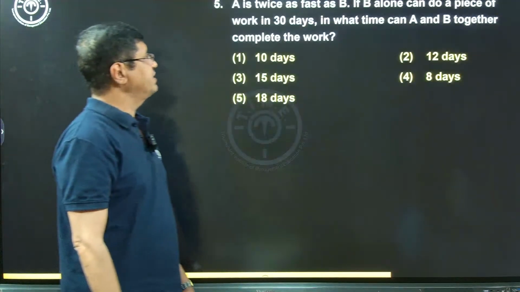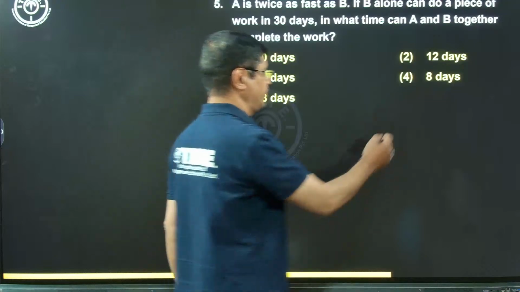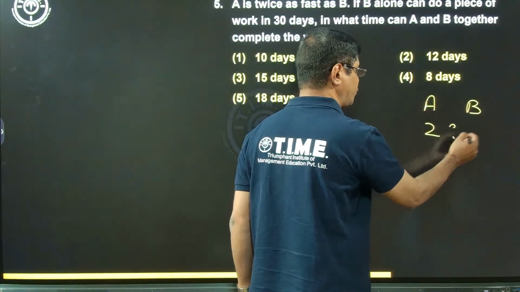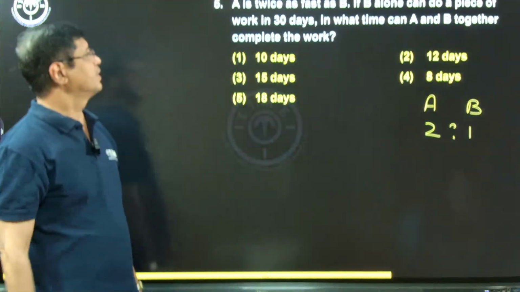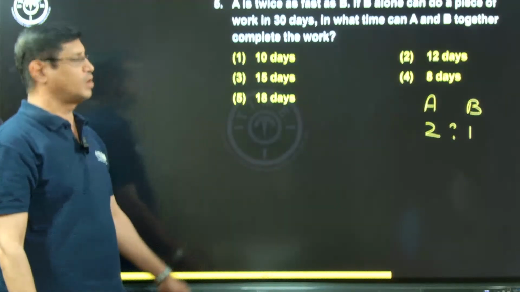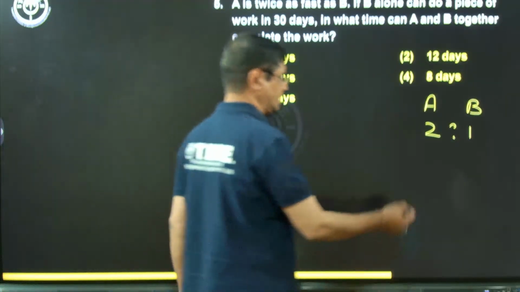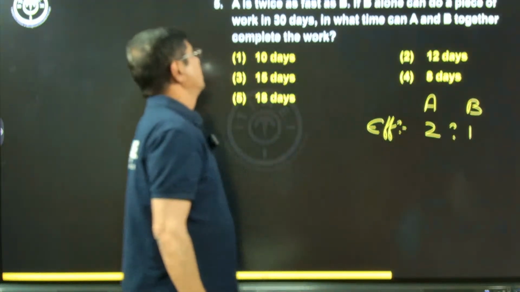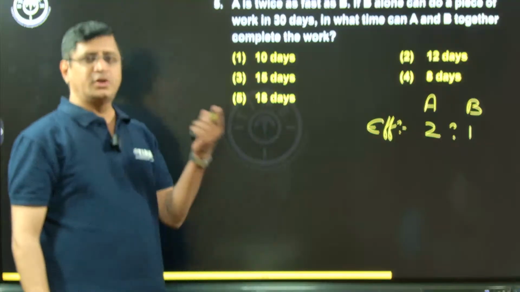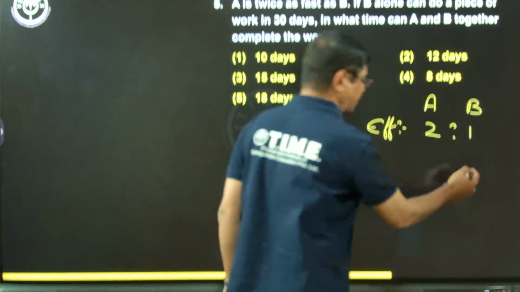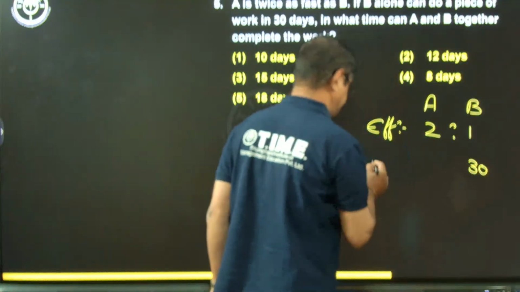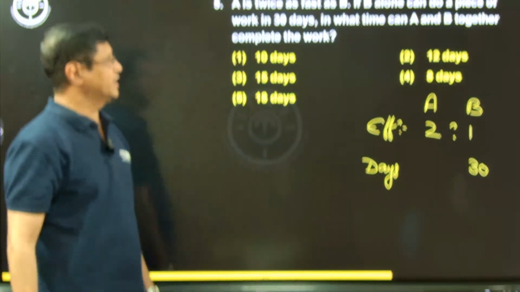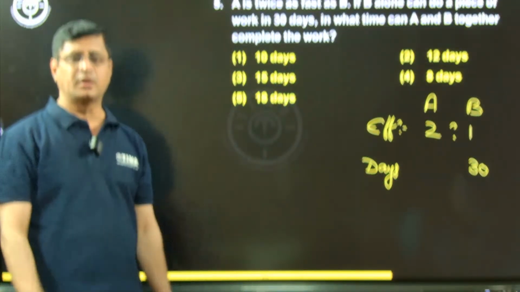A is twice as fast as B. If B alone can do a piece of work in 30 days, what is this 2:1? This is the efficiency ratio. If B alone can do the work in 30 days, it means the number of days taken by B is equal to 30. And in what time can A and B together complete the whole work?